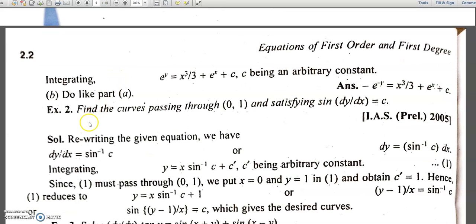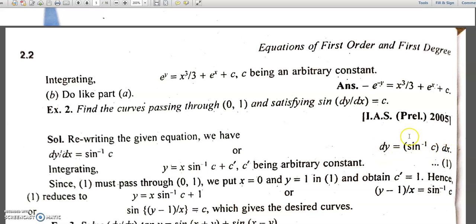Now do the next problem. Find the curves passing through this point (0, 1). This is the x value, this is the y value. Find the curve passing through this point and satisfying this equation: sin(dy/dx) = c. So what do we get? dy/dx = sin⁻¹c. Here c is a constant, so sin⁻¹c is a constant. So dy = sin⁻¹c dx.